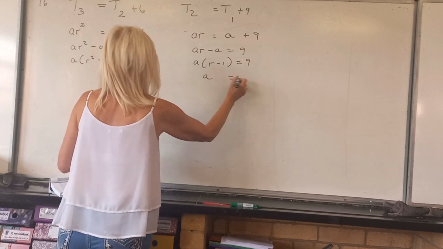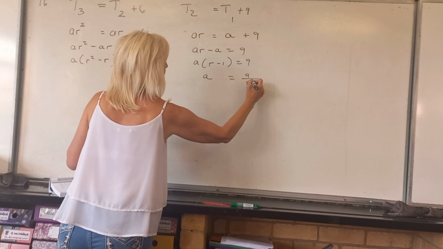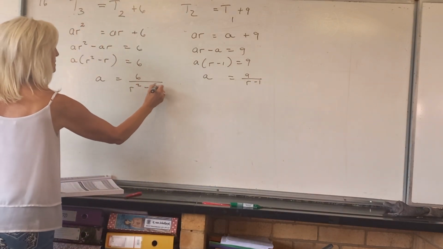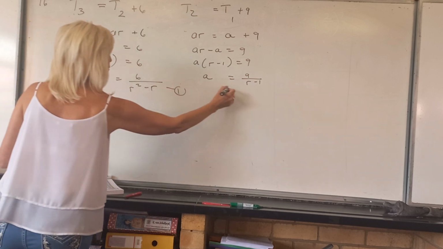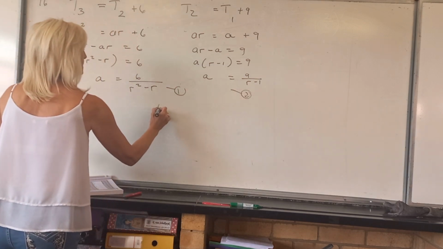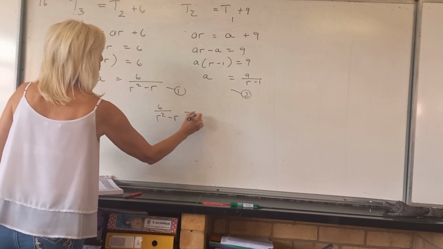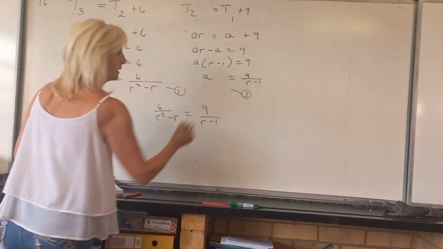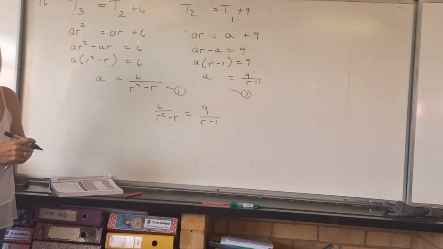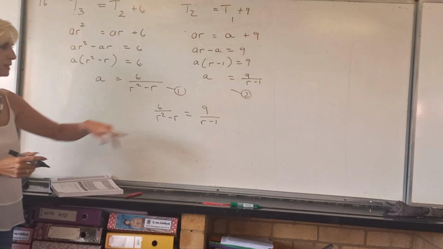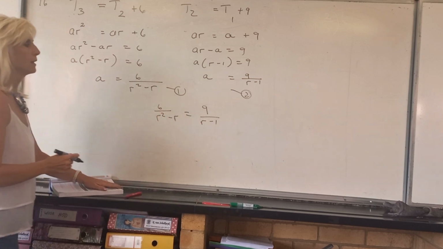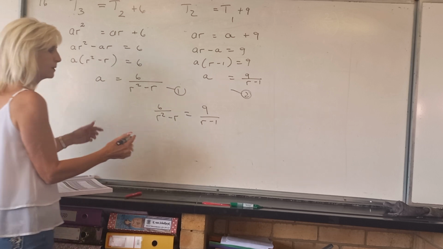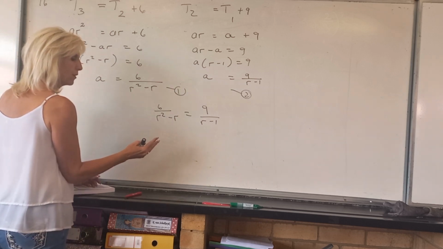And I'm substituting. Sorry, I didn't do it there. A is equal to 6 over R squared minus R. Meaning when I put these two together, I'll have 6 over R squared minus R equal to 9 over R minus 1. And my 9 almost looks like an A. Look at your handwriting, please. Be neat and don't confuse yourself and think a 9 is an A. Okay, and then I will cross multiply to which side does the R go?